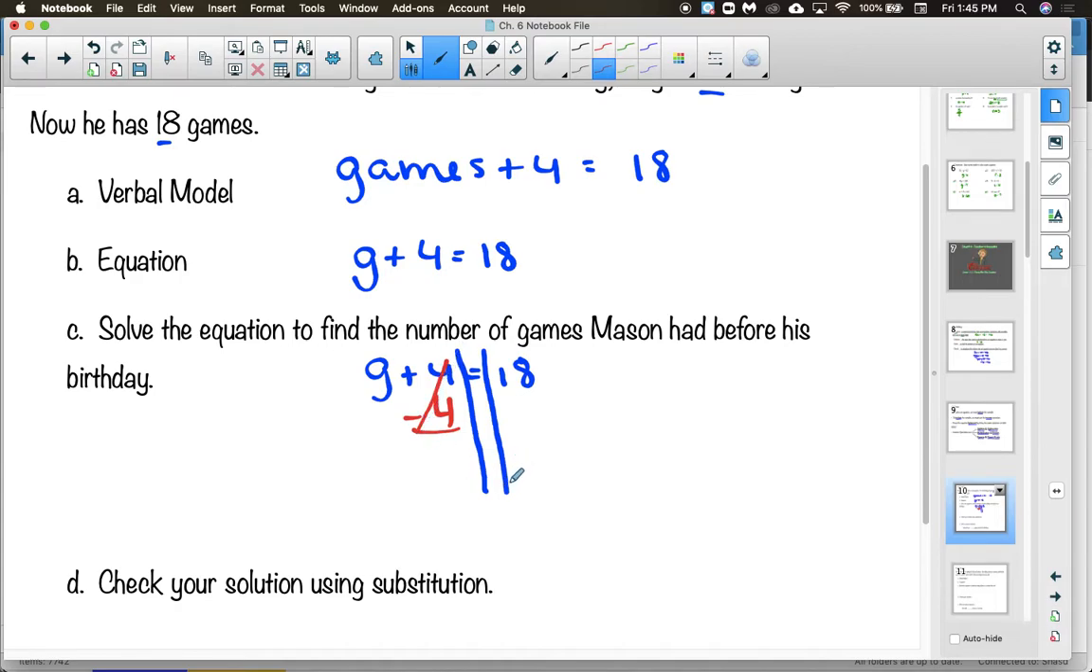But remember that note from the previous slide. If we subtract 4 from one side of the equation, we have to subtract 4 from the other side as well. We have to keep our equation balanced. So what we do next is we bring everything down. What's left on the left-hand side? Only the letter G. Bring down your equal sign. 18 minus 4 is 14. And now that our variable is isolated, we are finished. Our solution is G equals 14.